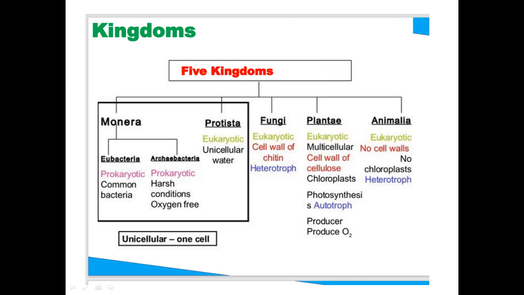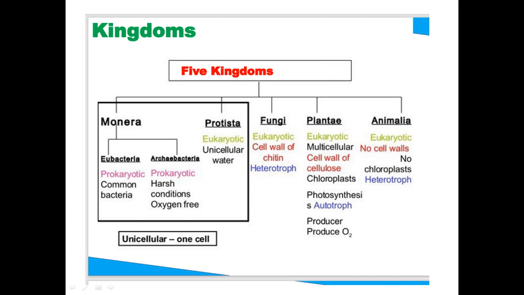The next one is the kingdom Fungi, which is eukaryotic. Eukaryotic means it has membrane-bound organelles. The cell wall is made of chitin. Chitin is a polysaccharide, but a heteropolysaccharide, found in the cell wall of fungi. It is heterotroph because it cannot prepare its own food, hence it must feed on other organisms' food. The next one is Protista, which is also eukaryotic and unicellular.